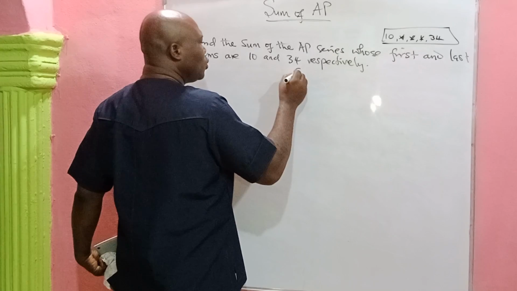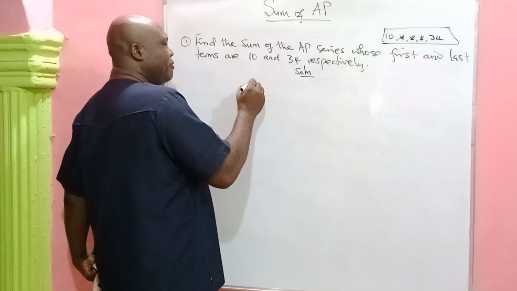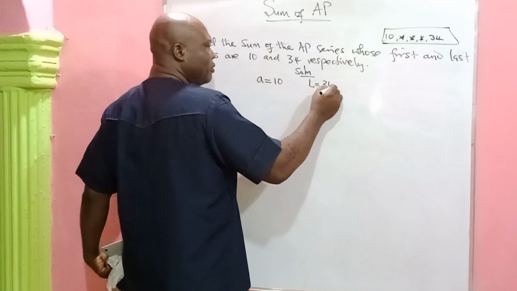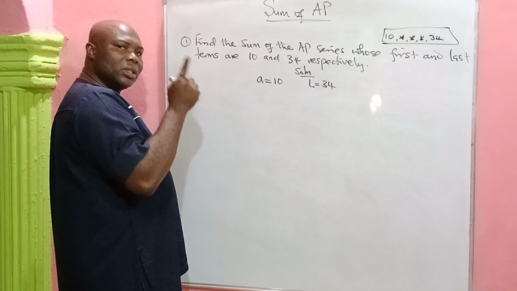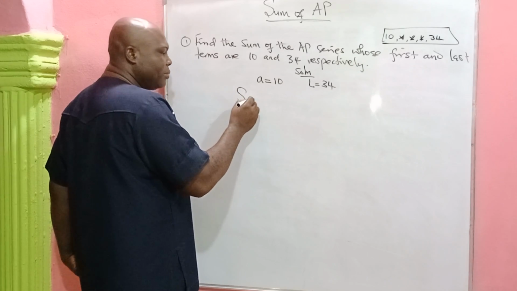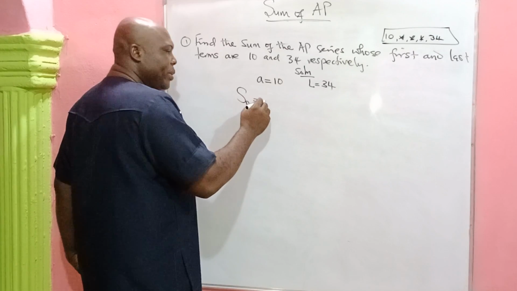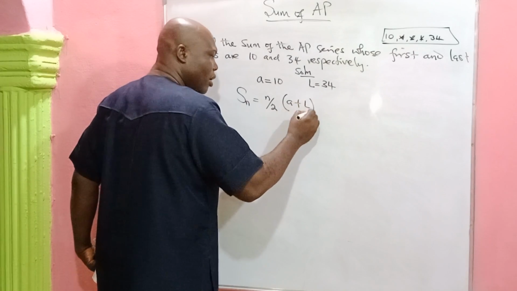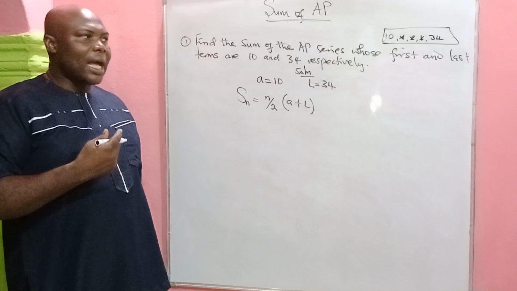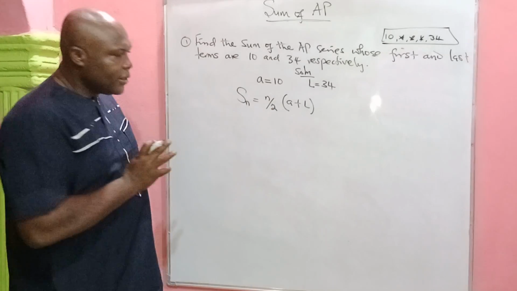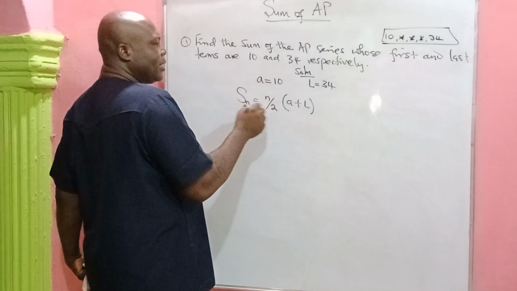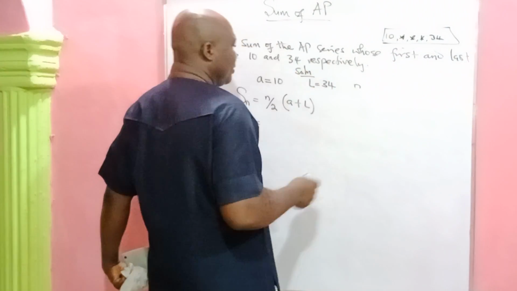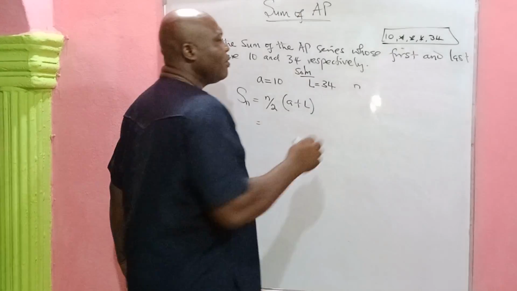So what do we do? Solution. So far we've been given the first term A, which is 10, and the last term, which is 34. It therefore means that the formula we'll use is formula 1. The sum of the first n terms of the AP series is given as S_n = n/2 (A + L). Why? Because the first and the last terms are given. So you simply use this formula for the sum. We also need n, the number of terms. They must give you the number of terms. Please take note of that.